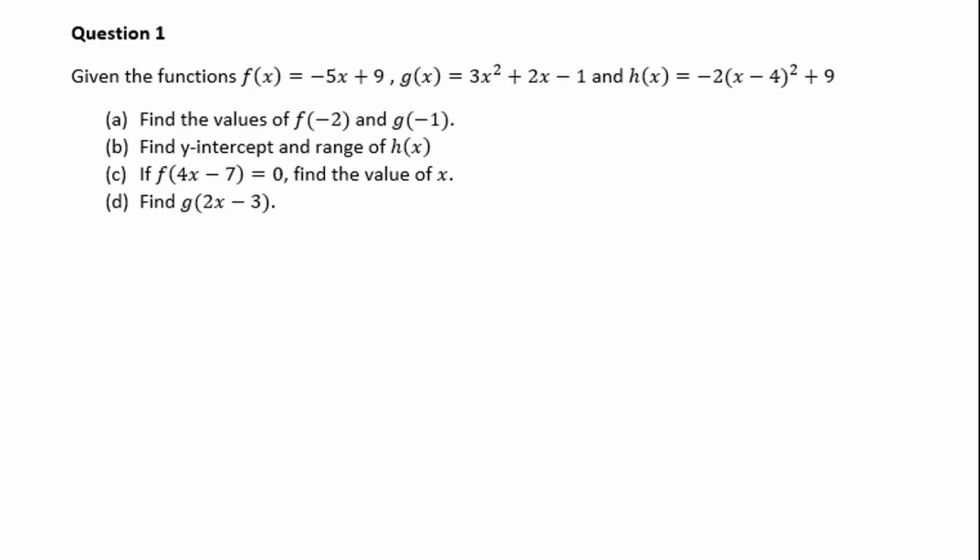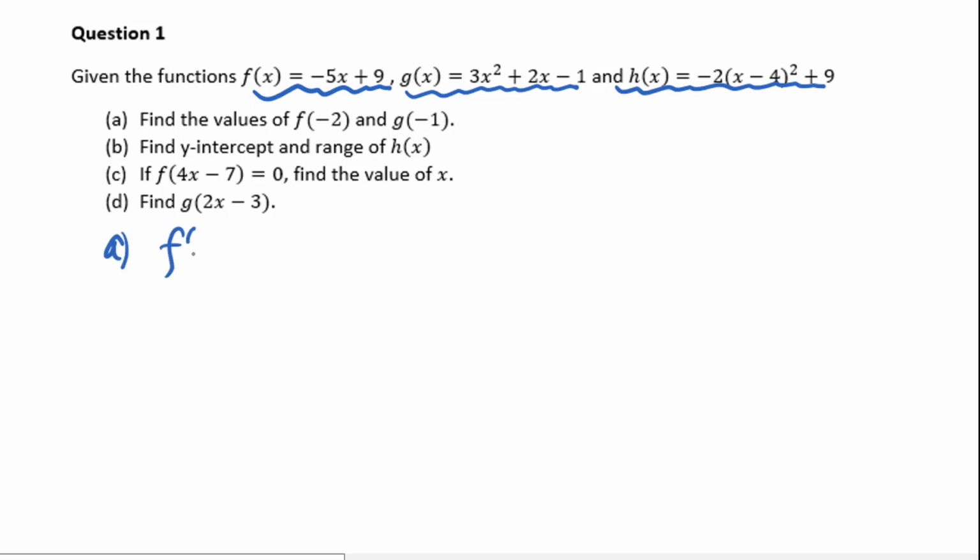This video is about review of concept of a function. Question 1. Given the function f of x equals negative 5x plus 9, g of x equals 3x squared plus 2x minus 1, and h of x equals negative 2 times (x minus 4) squared plus 9. For A, find the value of f of negative 2 and g of negative 1.